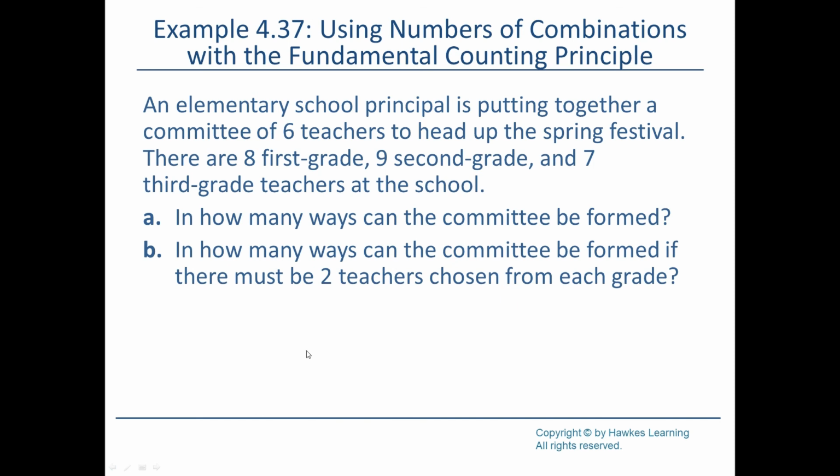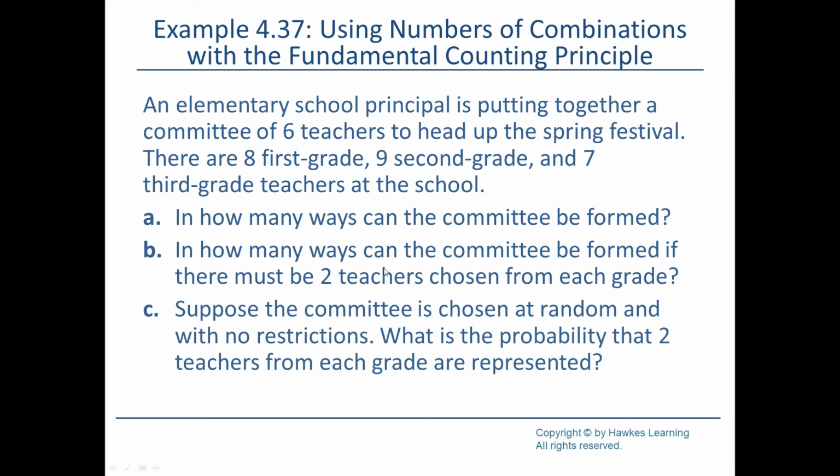How many ways can the committee be formed if there must be 2 teachers chosen from each grade? It's going to be 8 choose 2 times 9 choose 2 times 7 choose 2, for the same reason as Tina's suitcase. And suppose the committee is chosen at random with no restrictions, so we're in the case of A. What's the probability that 2 teachers from each grade are represented? So the denominator, the bottom, is going to be A, and the top is going to be B. Because A is the number of possible outcomes, and B is the number of possible outcomes in the event.